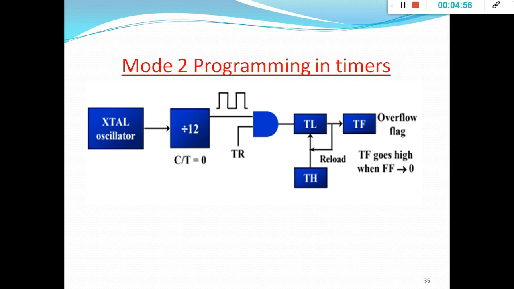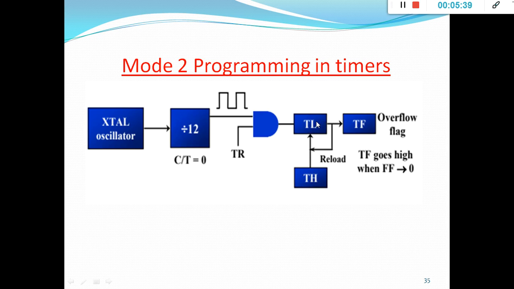So when it's set, at that time the TL is going to be reloaded automatically with the original value kept in the TH register. Here, in mode 1, the programmer has to reload the initial value again. Suppose you want to count from the initial value again, the programmer has to reload the initial value in the TH and TL registers. Whereas in mode 2 auto reload, the programmer does not have to reload the initial value, because the original value is already present in TH. That same value is going to be reloaded in the TL register when the TF flag becomes 1.